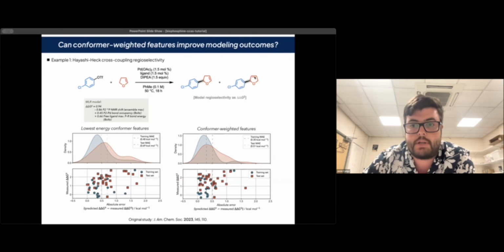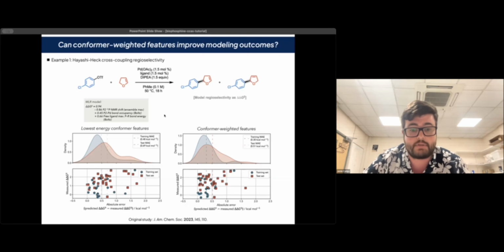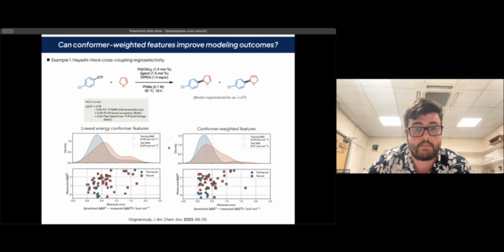So the alkene could be in this position, or it could be in this position, and we're modeling this as delta-delta G double dagger. We come up with this four-component multivariate linear regression model, much like how it was described in the original study, references down the bottom here. But now we're comparing the lowest energy conformer features from our ensemble versus the ones that are conformer weighted.